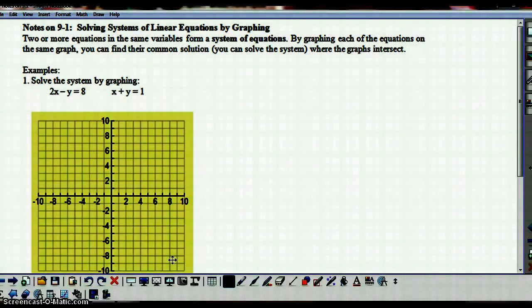A system of equations has two or more equations that are in the same variables, and here we can see we have two equations both involving x and y, so two equations and two variables. If we graph these equations, we can see if they have a common solution. In other words, is there a pair of numbers that I can substitute in for x and y here that will add to 1, and also when I substitute in here will result in 8? So where the graphs intersect, where the two lines in this case intersect, would be the solution to that system.